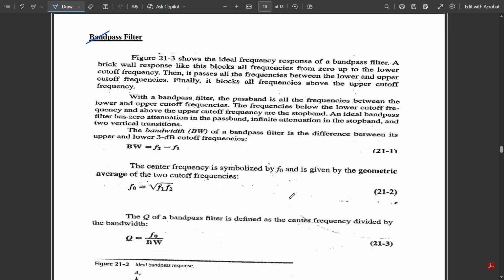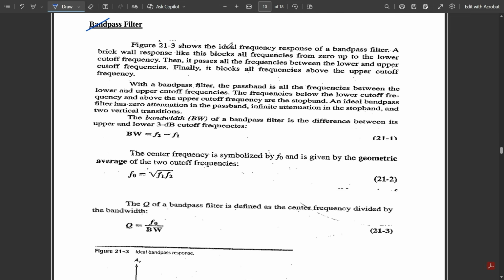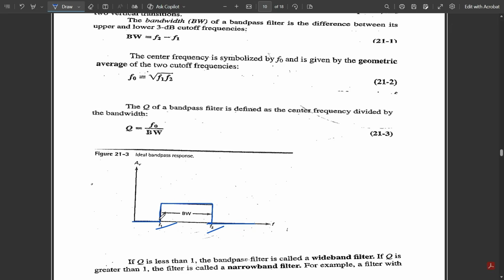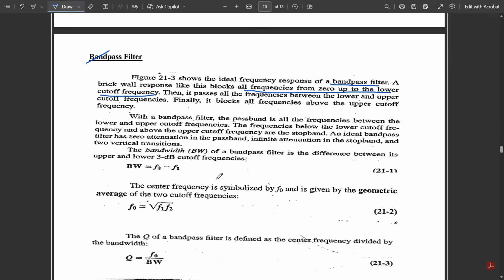Okay, so let us see now here. It shows the ideal frequency response of a band pass filter. A brick wall response like this blocks all the frequencies from 0 up to the lower cutoff frequency. Here we are having two frequencies. One is the lower cutoff frequency, which in this graph is f1, and the other is the higher cutoff frequency, which in this graph is f2. Then it passes all the frequencies between the lower and upper cutoff frequency as I have shown you, and finally it blocks all the frequencies above the upper cutoff frequency. Okay, so this is the basic idea of a band pass filter.